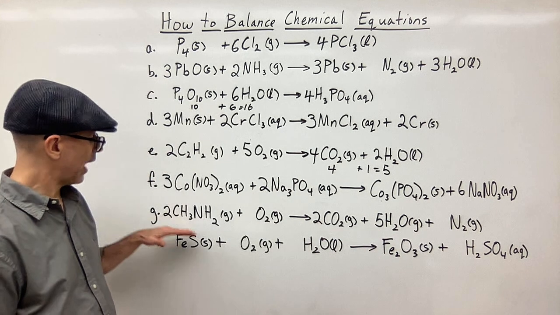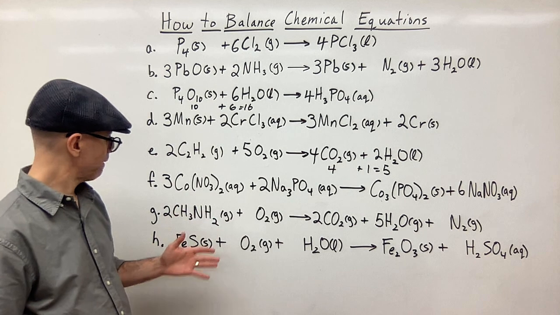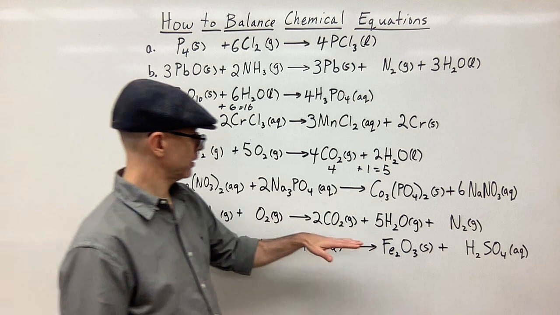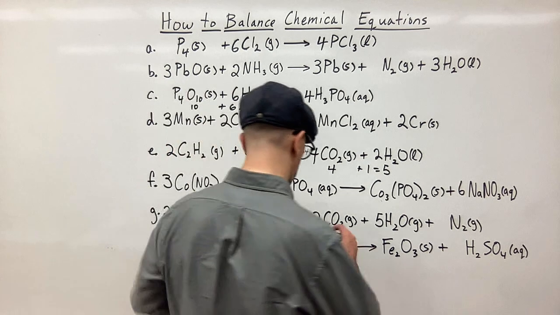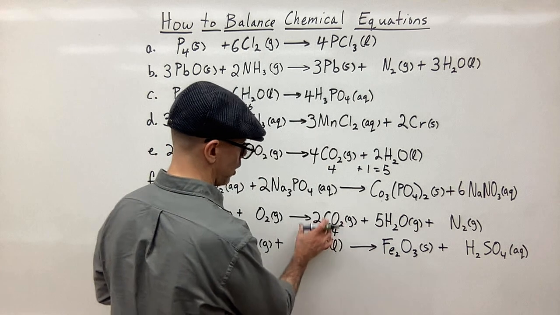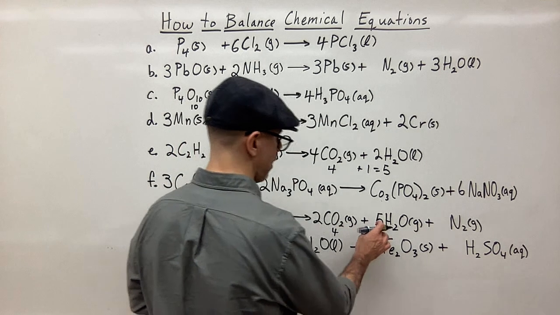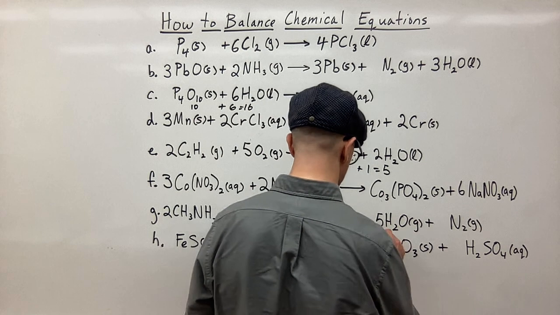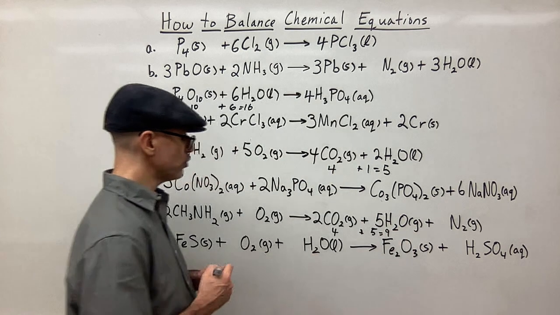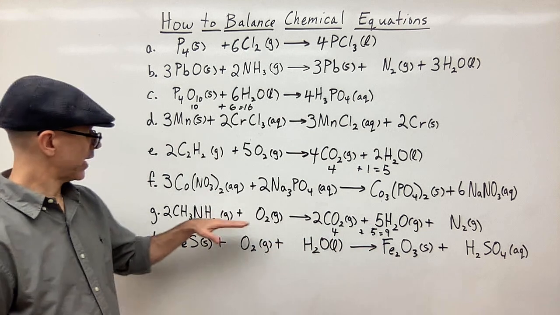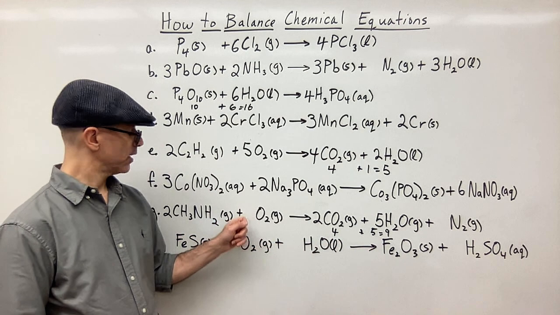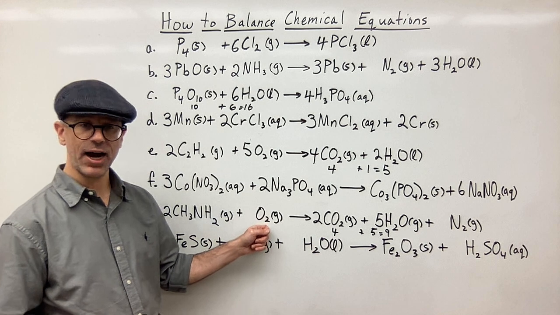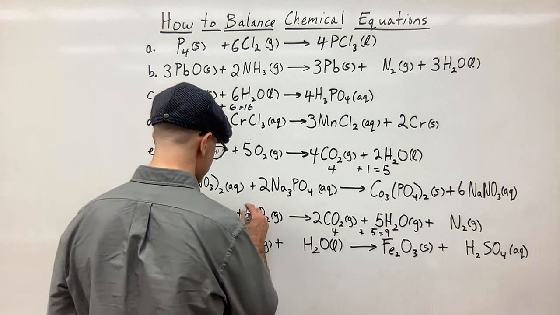So now I have oxygen left. So oxygen is last. I have 2 on this side, but I have 2 times 2 is 4. 4 oxygens from the carbon dioxides, plus 5 times 1 is 5. So I have 5 from the water. That's going to give me 9. So I have 9 oxygens on this side, but I have 2. So my coefficient can be a fraction. What times 2 gives me 9? If you said 4.5, you're correct. Or 9 halves, you'd be correct.